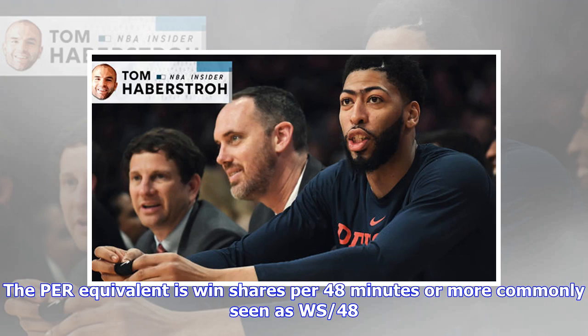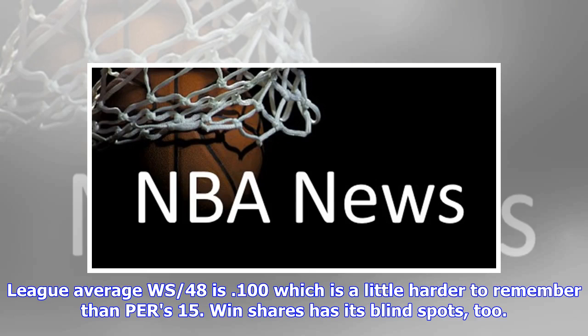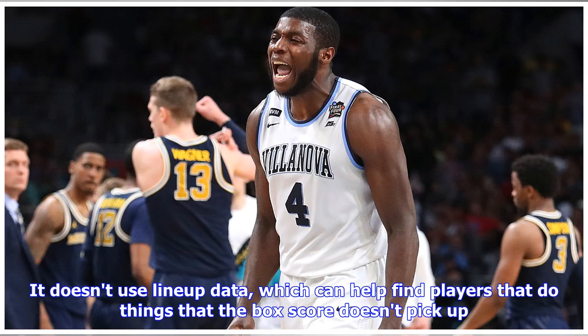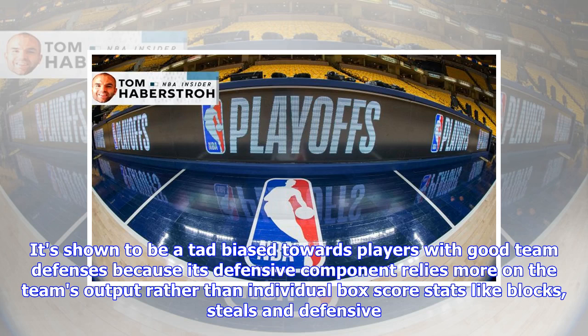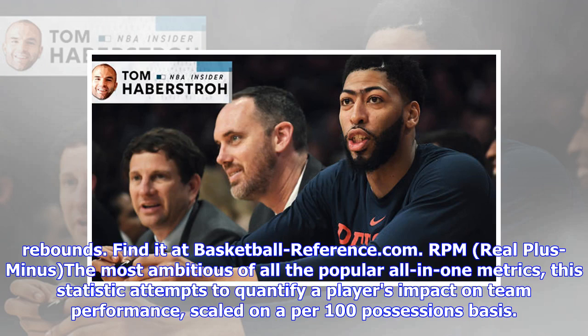The per equivalent is win shares per 48 minutes, or more commonly seen as WS/48. League average WS/48 is .100, which is a little harder to remember than PER's 15. Win shares has its blind spots, too. It doesn't use lineup data, which can help find players that do things that the box score doesn't pick up. It's shown to be a tad biased towards players with good team defenses because its defensive component relies more on the team's output rather than individual box score stats like blocks, steals and defensive rebounds. Find it at basketball-reference.com.